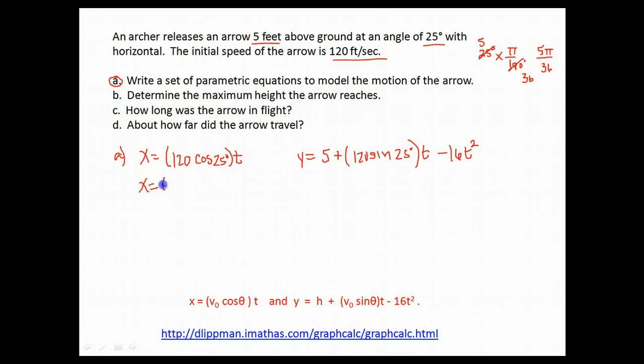So in radian measure, my equation is x equals 120 cosine of 5 pi over 36 t, and y is 5 plus 120 sine of 5 pi over 36 t minus 16 t squared. Okay, you can write either of those for your answer. I do need these for my calculator. So now I'm going to go to my calculator here.